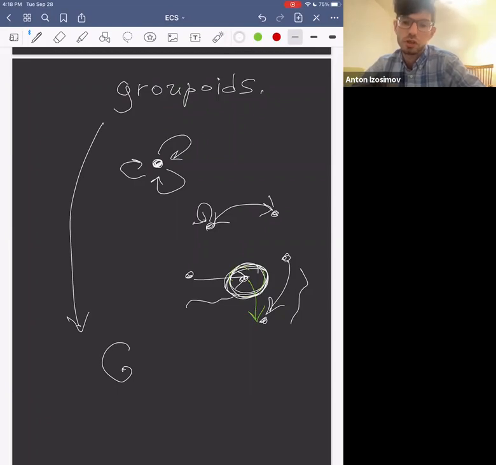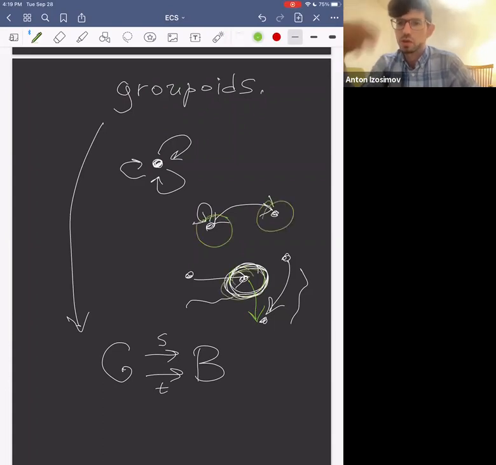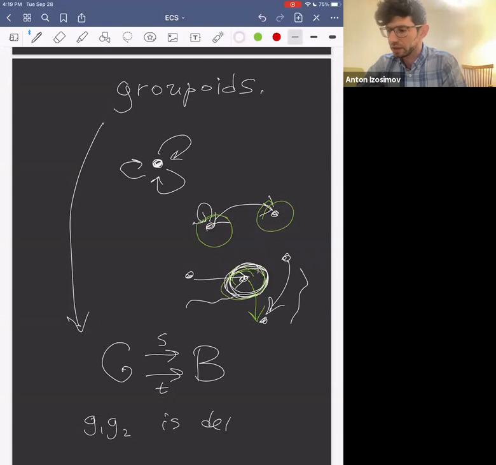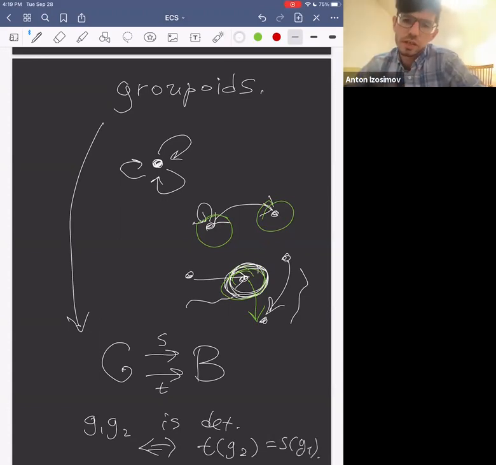And the abstract version of this condition is that you have another set, which you call the base of the groupoid, and you have two maps from G to the base, and they're called source and target. Think of B as this collection of objects here, and source is the domain, target is the codomain. Then you can only compose when the source of one coincides with the target of the other. So G1 G2 is defined whenever target of G2 is equal to the source of G1. So this is what the groupoid is, and there is a bunch of axioms, but they're all group-like axioms.